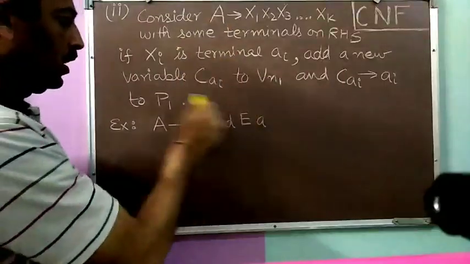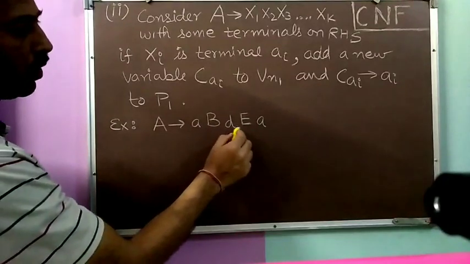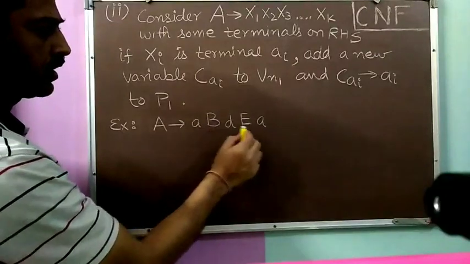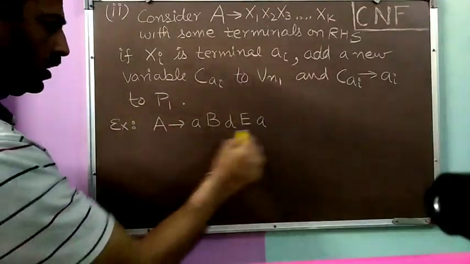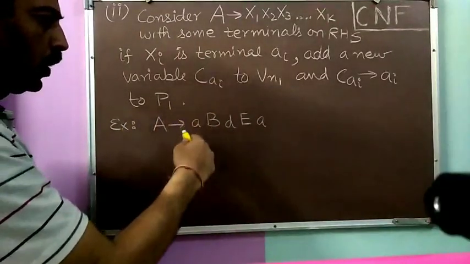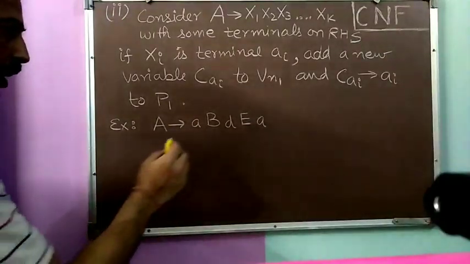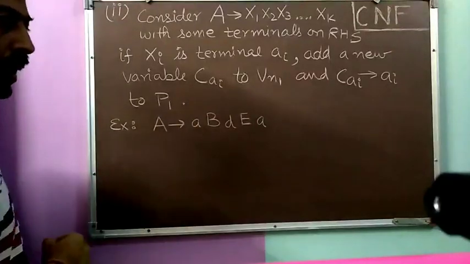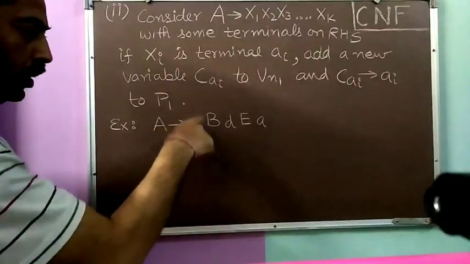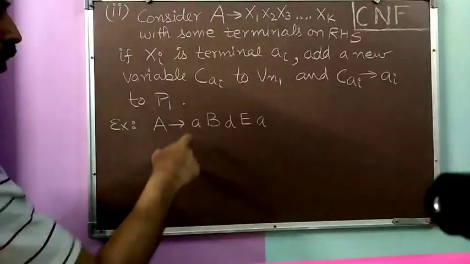This will be more clear with this example. Suppose our example is A → a B d E a. So there are certain terminals and certain variables, and obviously this kind of production is not in the required format. Now we are going to remove the terminals from the right hand side of this particular production. Corresponding to this terminal a, we are going to create a new variable. Suppose we have created a new variable Ca.